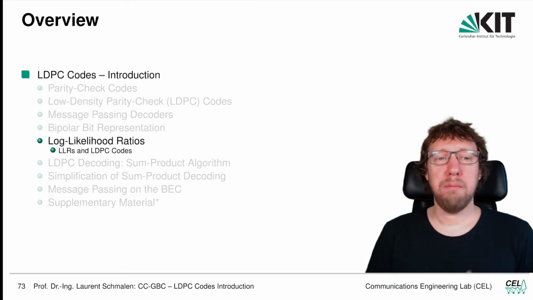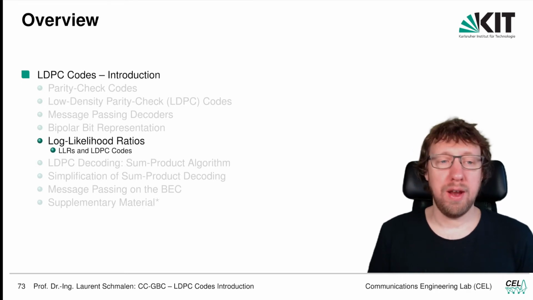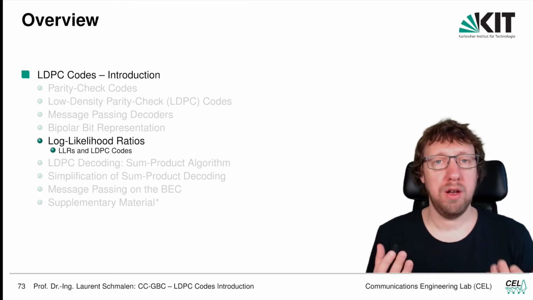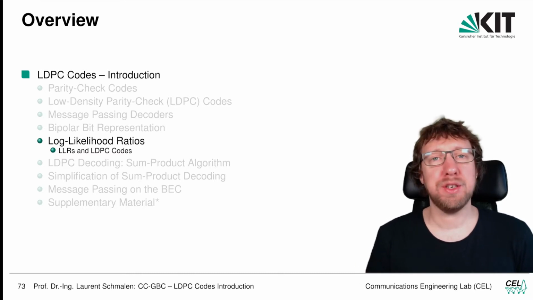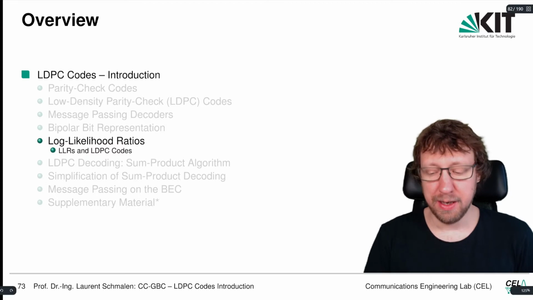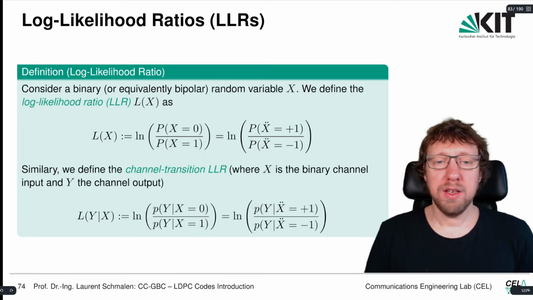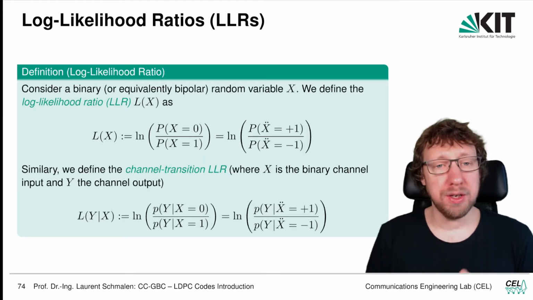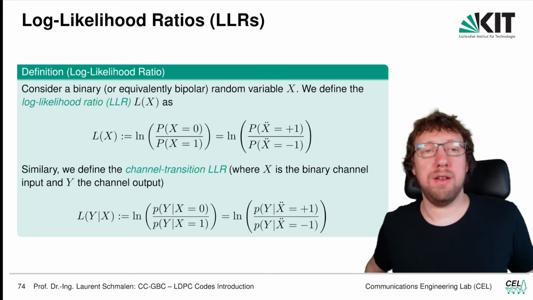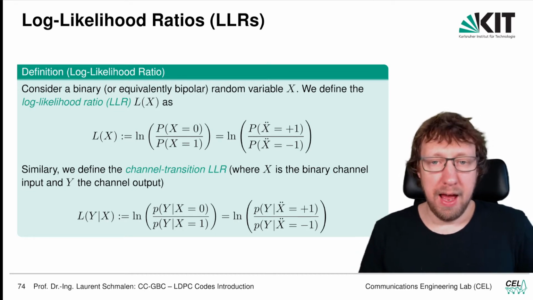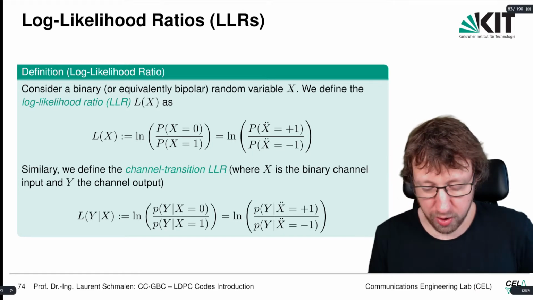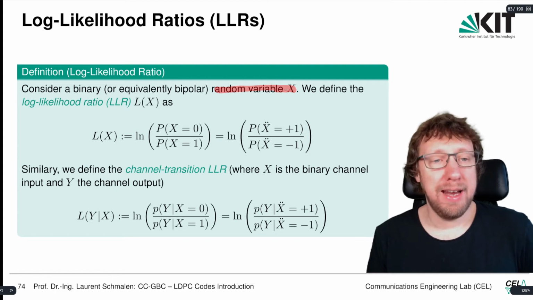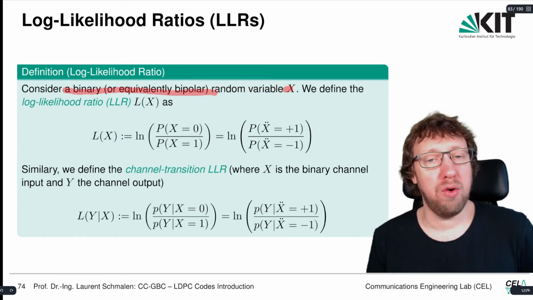So based on the bipolar bit representation, we are now going to introduce the log likelihood ratios, which are a very important concept for representing the messages that we pass in message passing decoders. So we start right ahead with the definition, and the definition actually is not so difficult, and we can jump right in. So we start with a random variable x, and x is a binary or bipolar random variable.